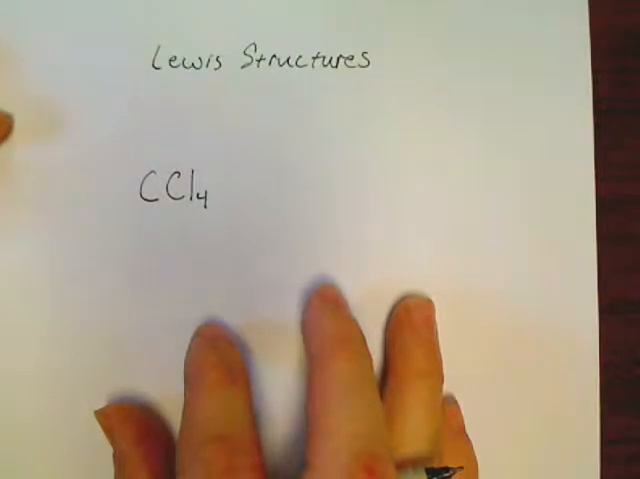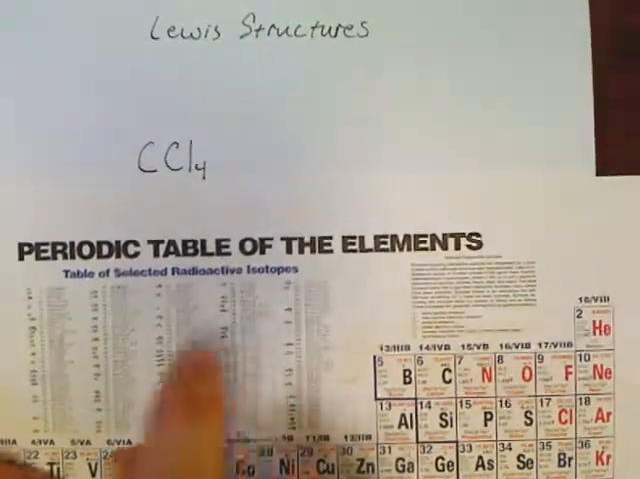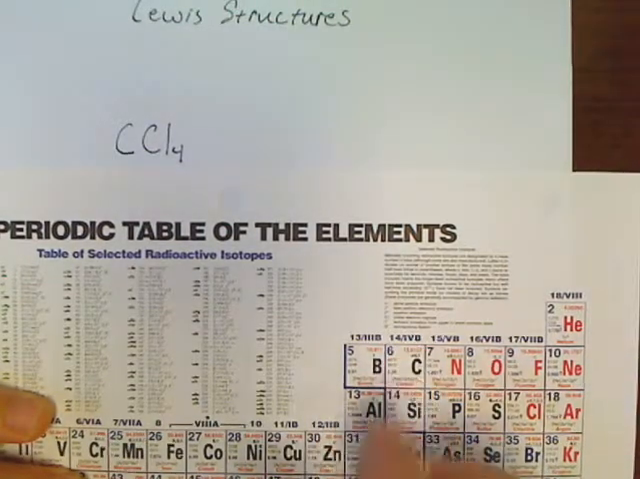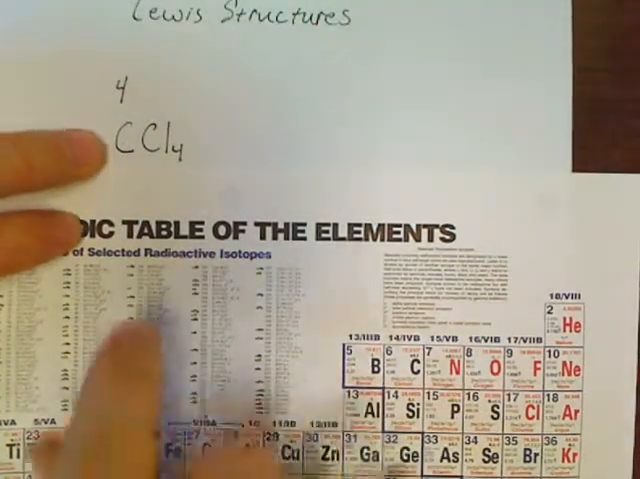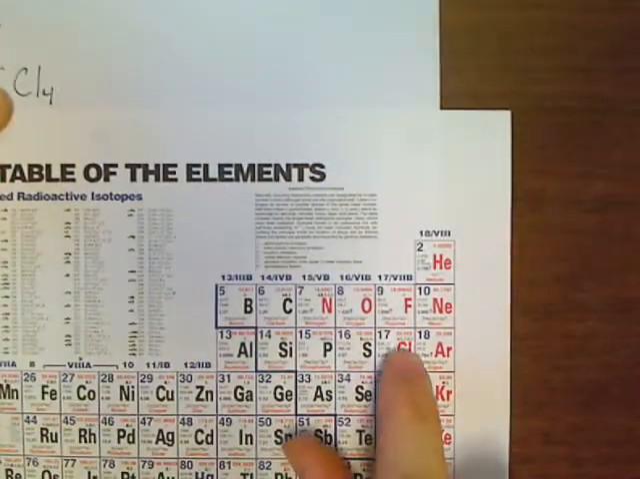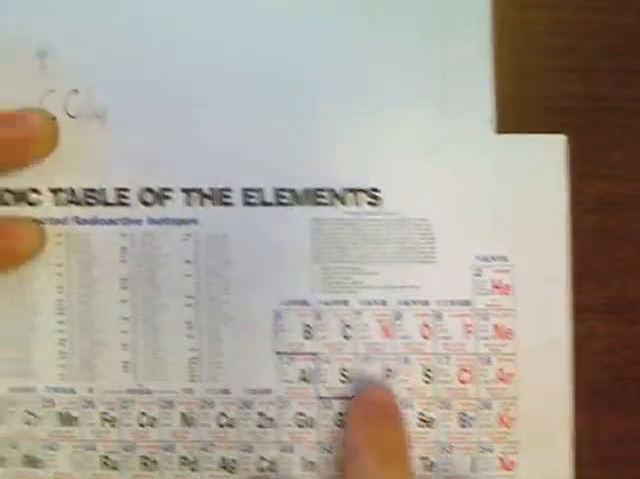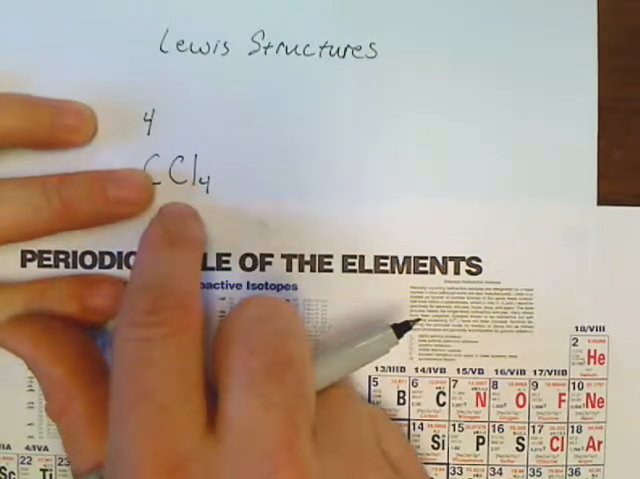First thing I want to do is add up my valence electrons. To do that, I'm going to grab my periodic table. A very quick way of doing that is look at the Roman numerals at the top of the column. Carbon is in Roman numeral 4, so that means carbon has got 4 valence electrons. Now, chlorine's in family 7b. So chlorine has 7 valence electrons. It's got 1 opening in. That's why it's so dangerous.